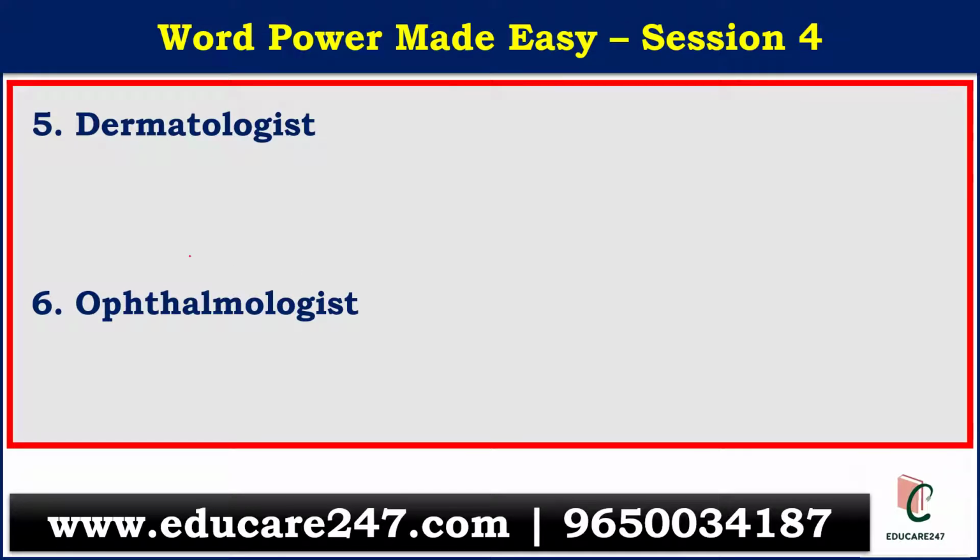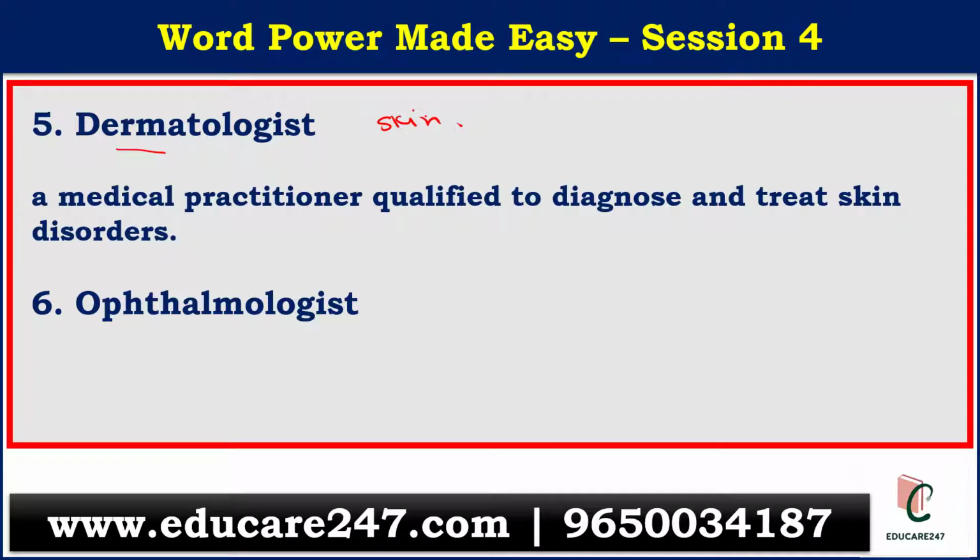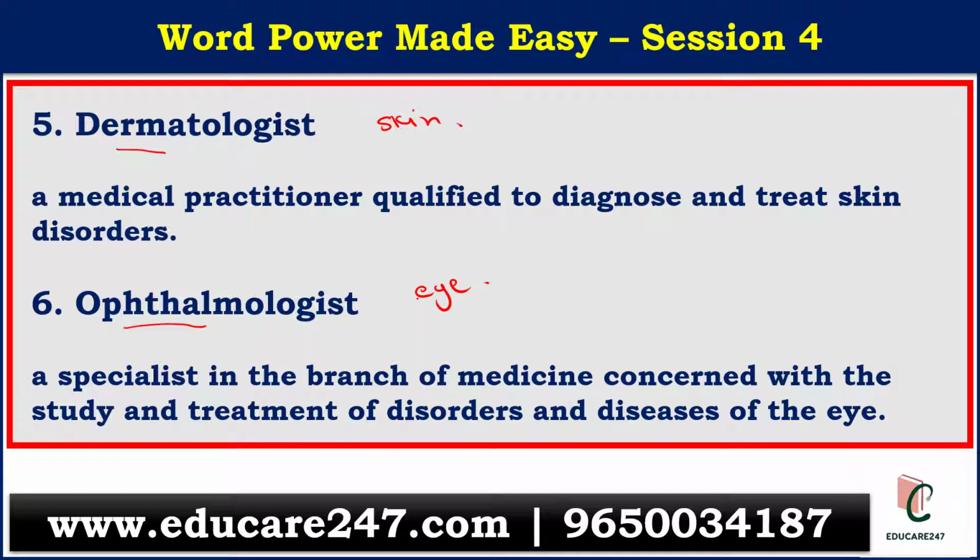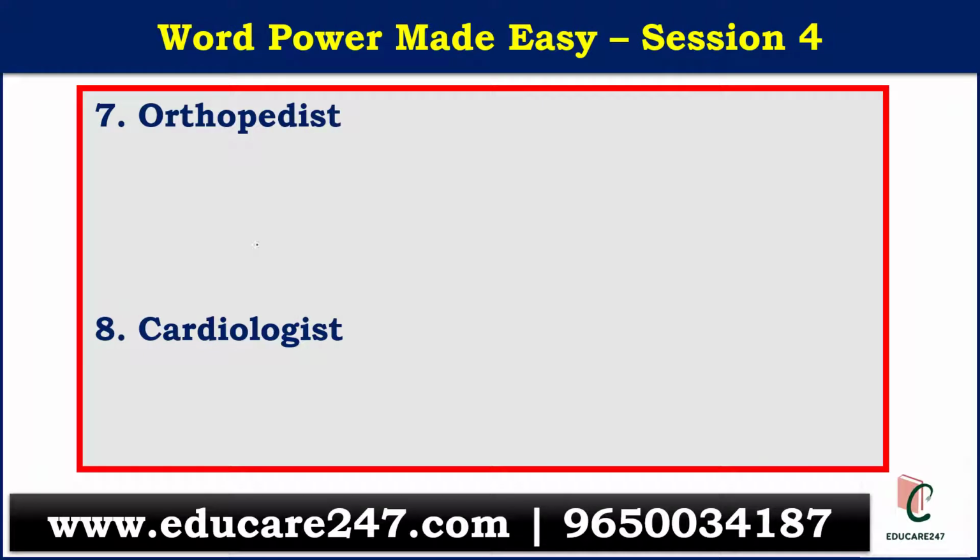Next is the dermatologist. We have derma, which means skin. So now who will be a dermatologist? A medical practitioner qualified to treat skin disorders. Next is the ophthalmologist. Ophthal was basically relating to eye. So an ophthalmologist will be a specialist in the branch of medicine concerned with the study and treatment of disorders and diseases of the eye.